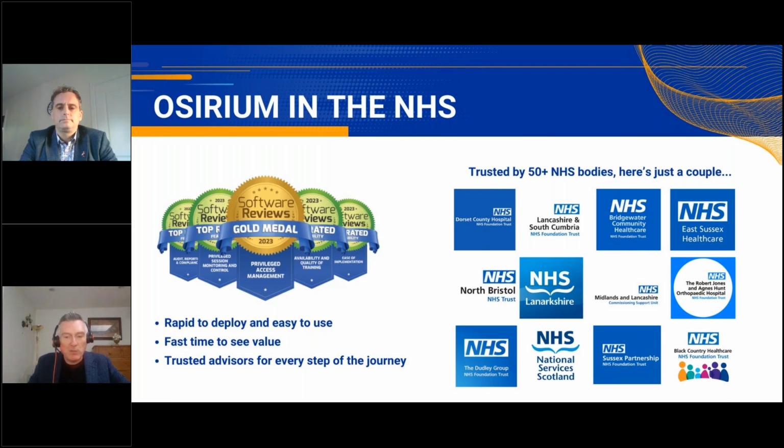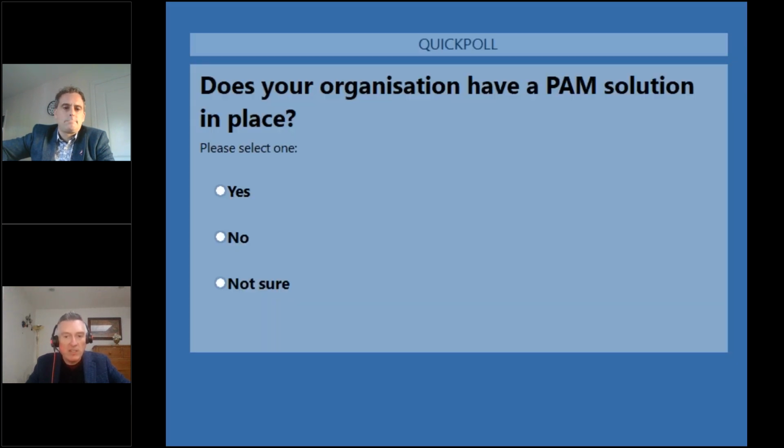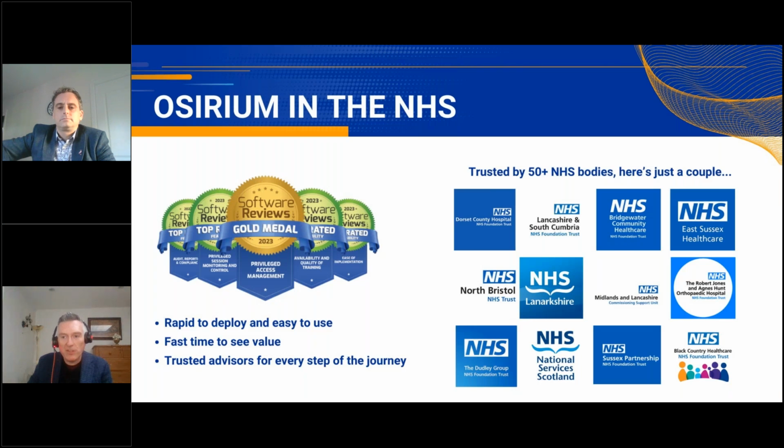I mentioned before briefly that we'd be asking a couple of questions throughout the webinar. Just to start off, we're going to pop a poll up on your screen now. We'd be very interested to know whether your organisation already has a PAM, privileged access management solution in place, and we'd really appreciate your feedback on that. So I'll give you a few seconds to respond before we carry on. Thanks very much for your responses. I can see that 64% do have a PAM solution in place already, 24% don't, and 12% not sure. So thank you for that, and we'll move on.